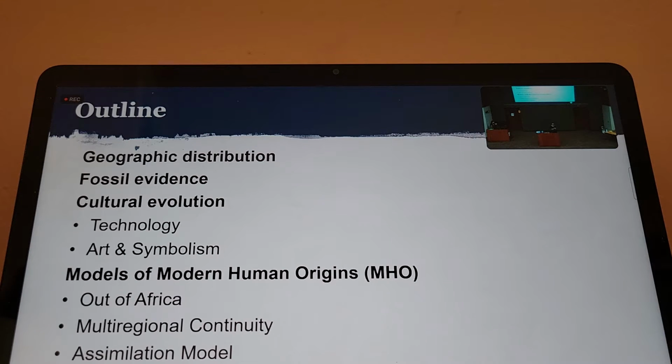Cultural evolution, technology, art, and symbolism. Probably going to talk about that fairly quickly. So it's covered in the movie, and it's also covered in your textbook. And then we're going to look at the 3 major models for how modern humans originated, the evolutionary process. One of them is out of Africa, multi-regional continuity, and the assimilation model, right? So now we're first going to talk about the geographic distribution of fossil evidence for anatomically modern humans.